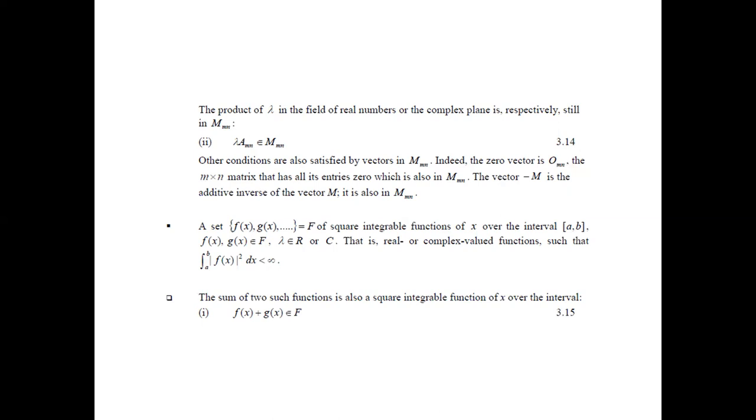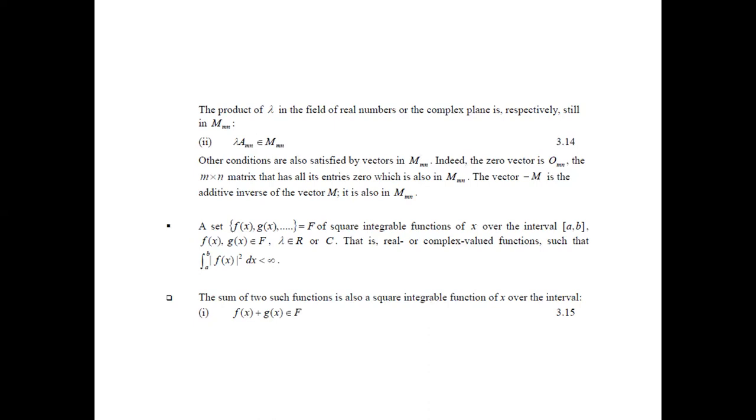Indeed, the zero vector OMN is the m by n matrix that has all its entries 0. That is also in MMN because it's still an m by n matrix. And the vector minus M is the additive inverse of the vector M, which is also in MMN. Example 3.